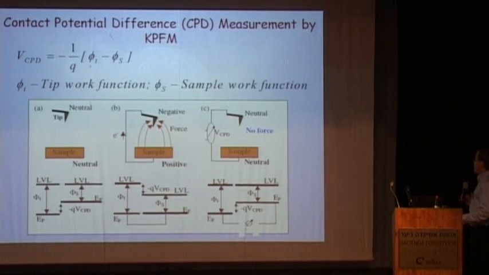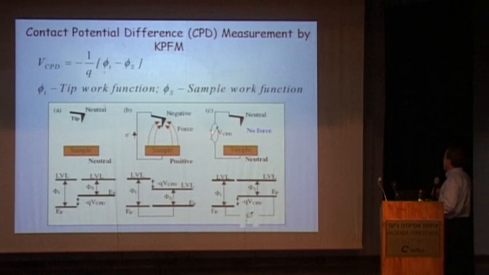As some of you know, I've been using this technique for more than 10 years now. This is a very simple way to measure the potential difference or the work function difference between a tip and a sample. The main advantage of this technique is that you have a zero applied field or no tip-induced bias between the tip and the sample. The disadvantage of this technique is the resolution.